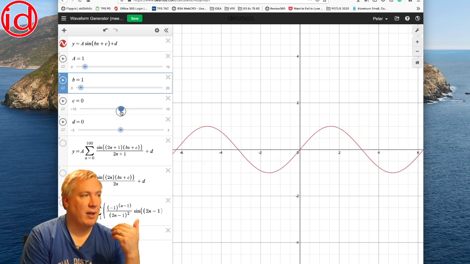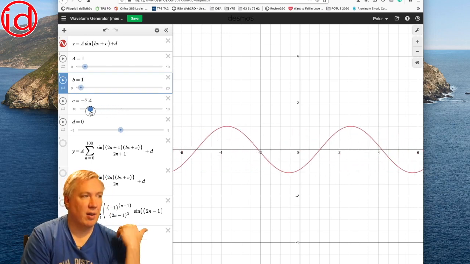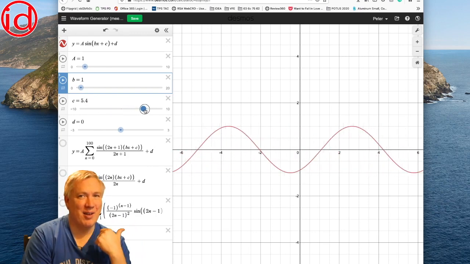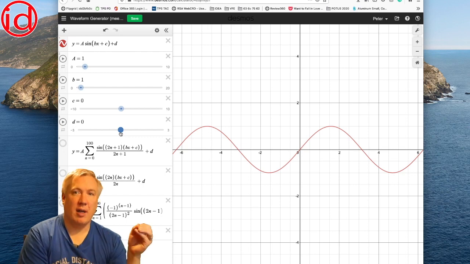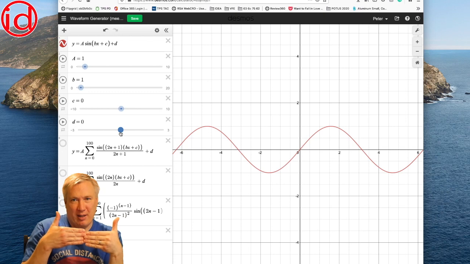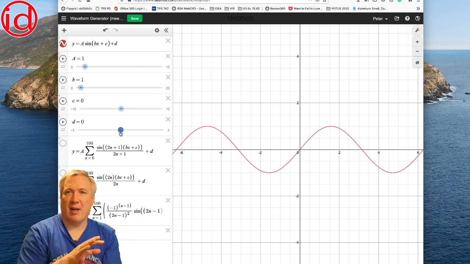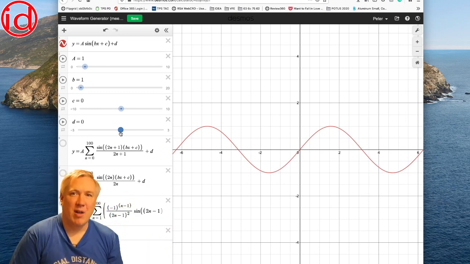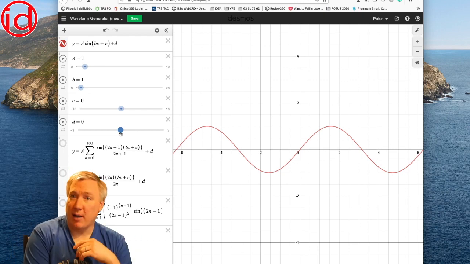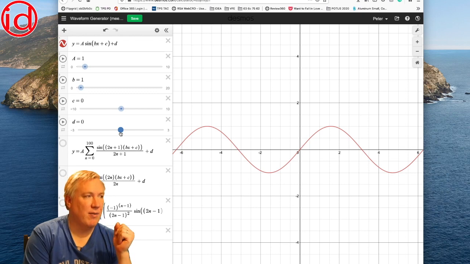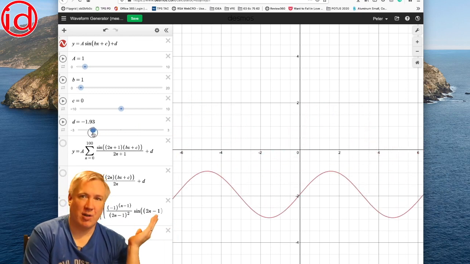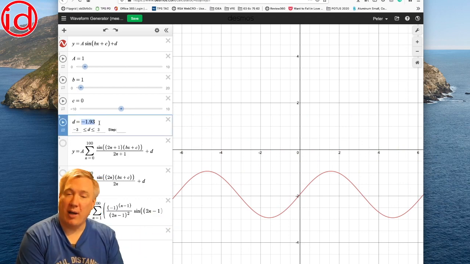C affects our phase shift. So as you shift it to the left, the graph goes to the right. And as you shift it to the right, the graph goes to the left. And lastly, D, which we're not going to actually use in our modeling because it's the example of, say, a speaker being in this position versus being a little bit closer. And without all the complexities of the room and everything else around it, it really doesn't mean anything for our application. But I did want to show you what D does. If you increase D, it shifts the graph up. And if you decrease D, it shifts the graph down. But for our sakes, we're going to go ahead and leave it at 0.